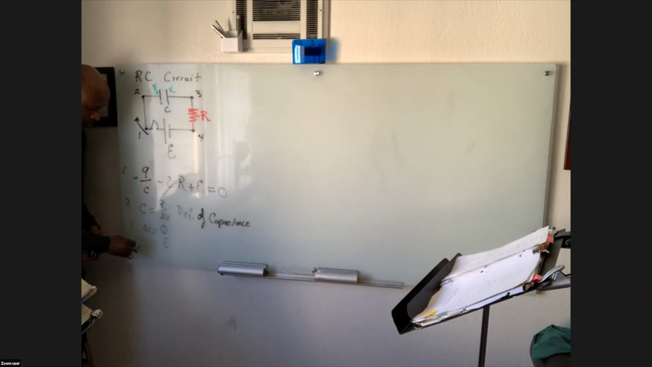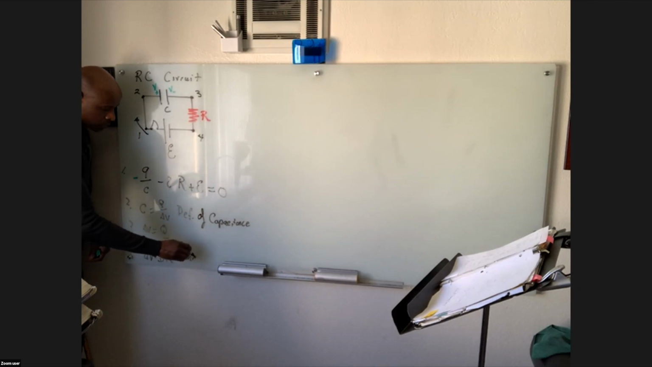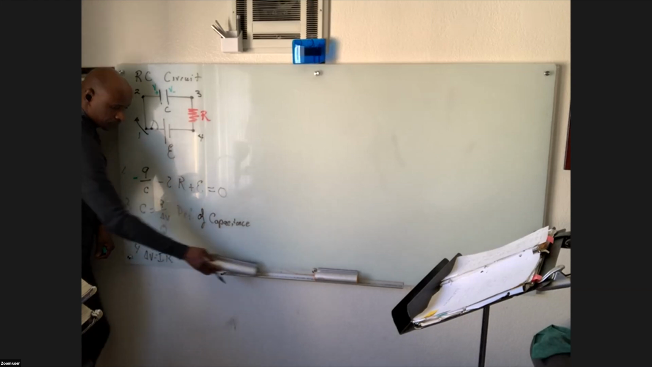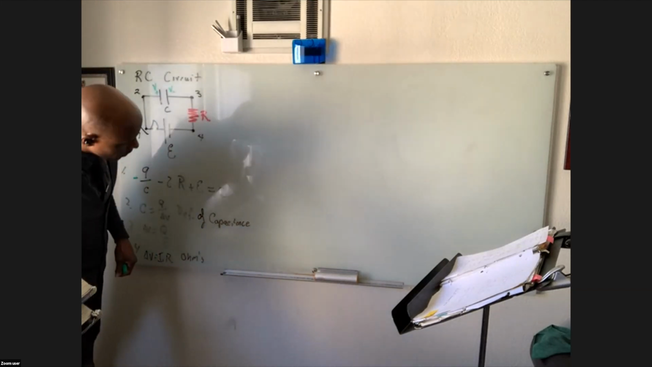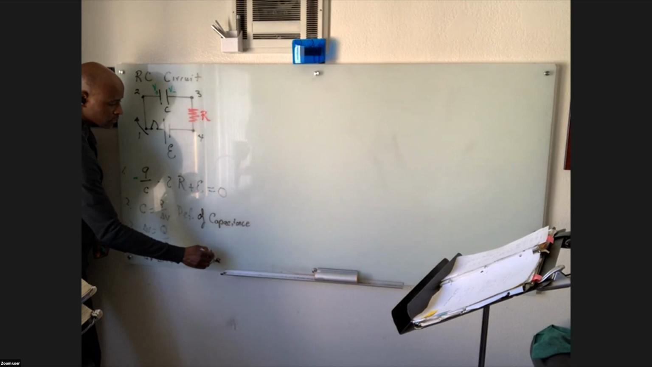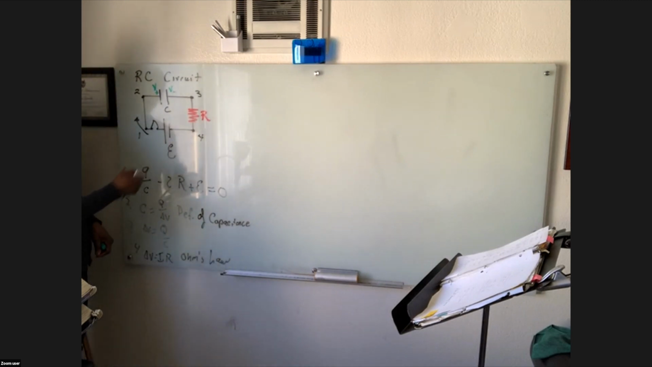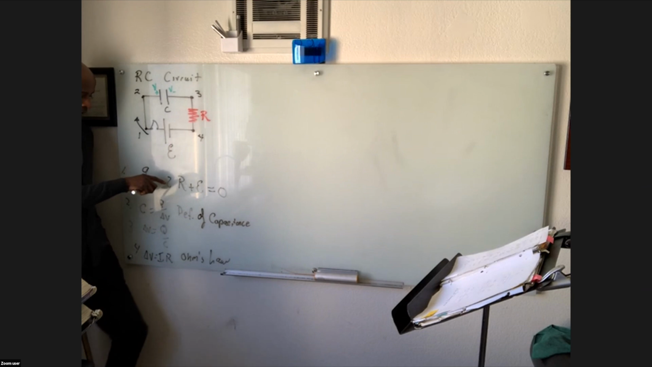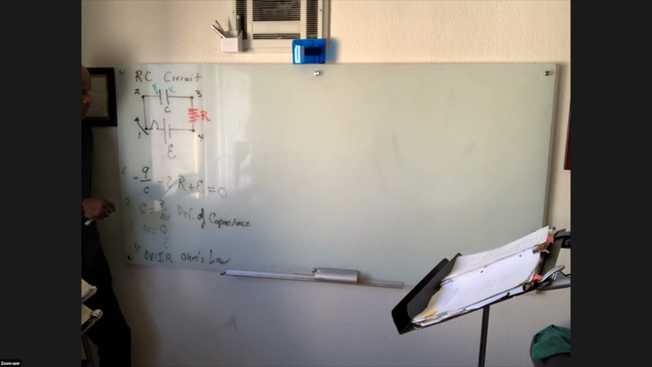And this one is Ohm's law, delta V equals I times R. So we have to use these laws and definitions whenever we're evaluating the circuit. Now, the other thing I want to remind you of: I've been a little careful with the terms Q and I here.